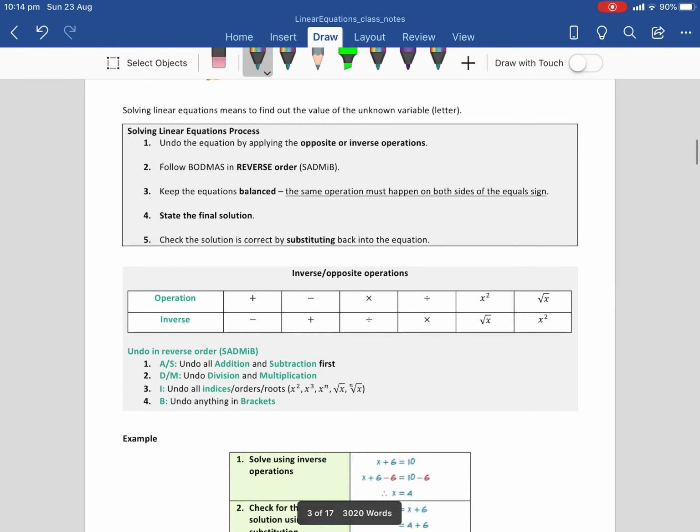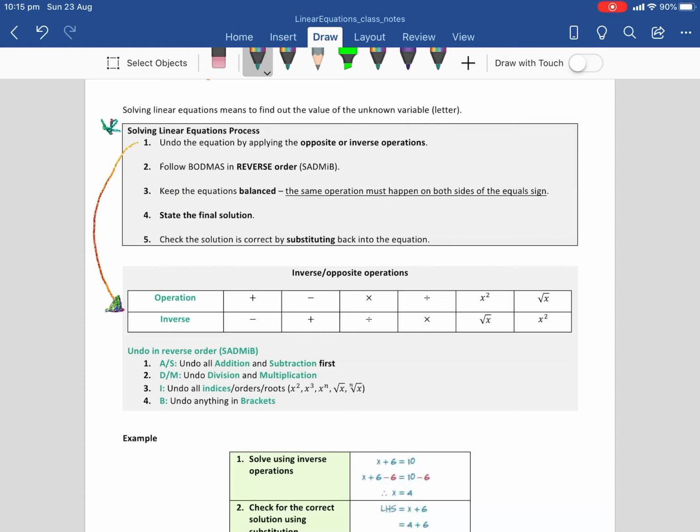Okay, so solving linear equations means to find out the value of the unknown variable, so the letter. This is the process to follow. Number 1 says to undo the equation by applying the opposite or inverse operations. Now, if you're not sure what they are, down here. Pretty much means, if something is getting added, so you've got a plus 3, to solve or undo the equation, you do the opposite, so you would subtract because it's plussing, so you subtract, you do the opposite.